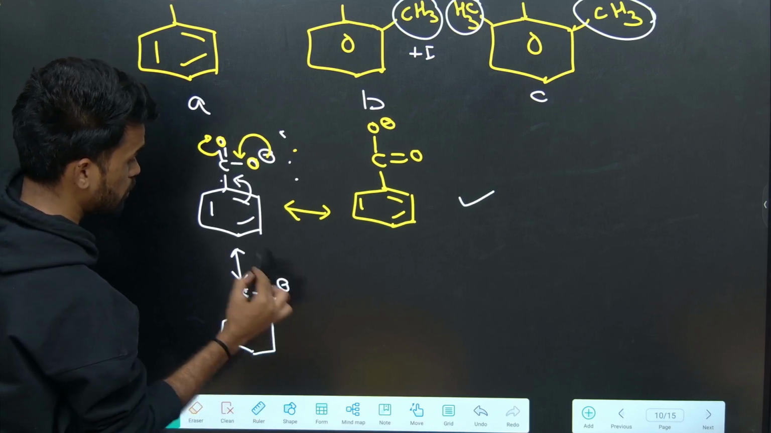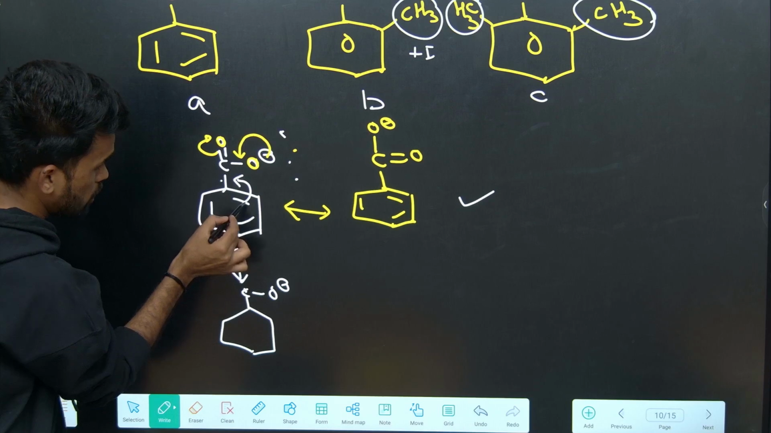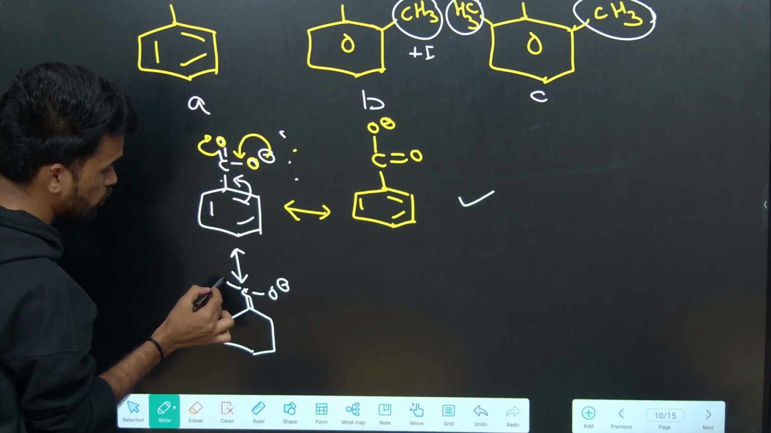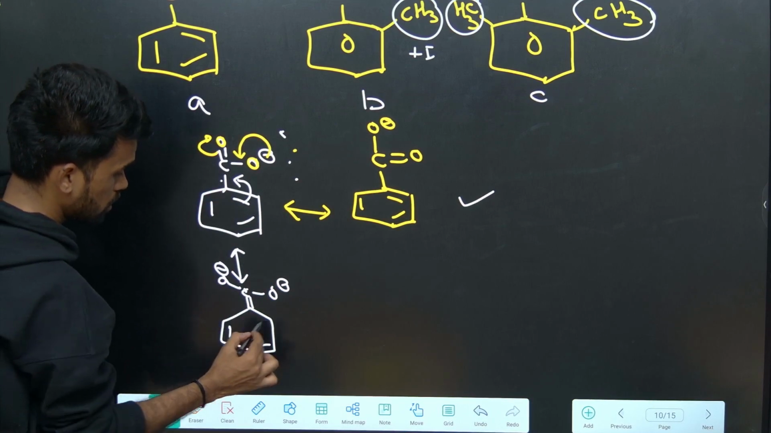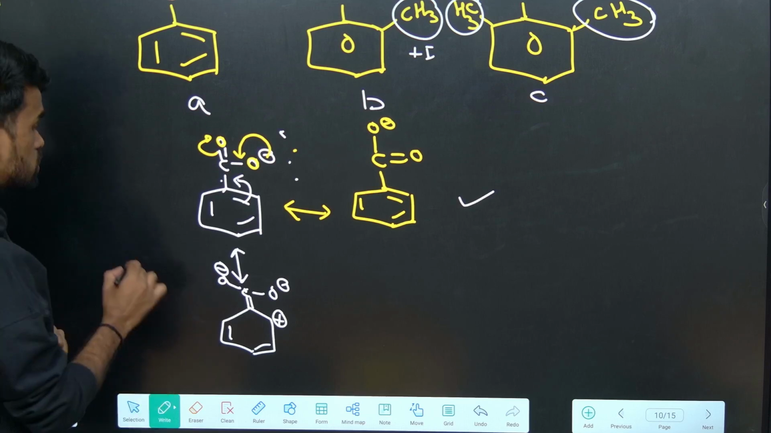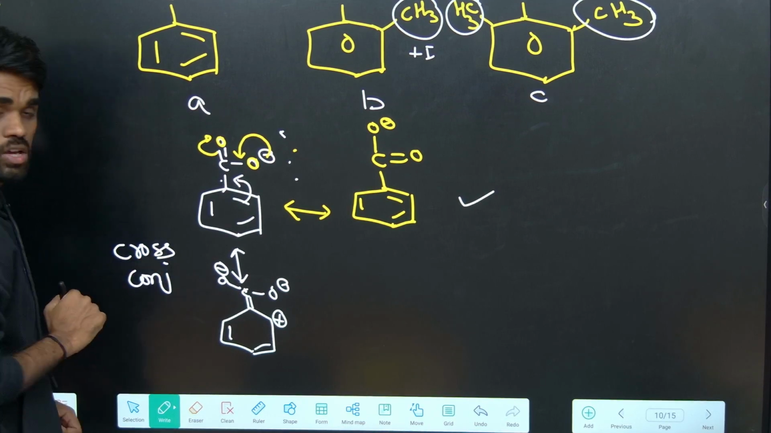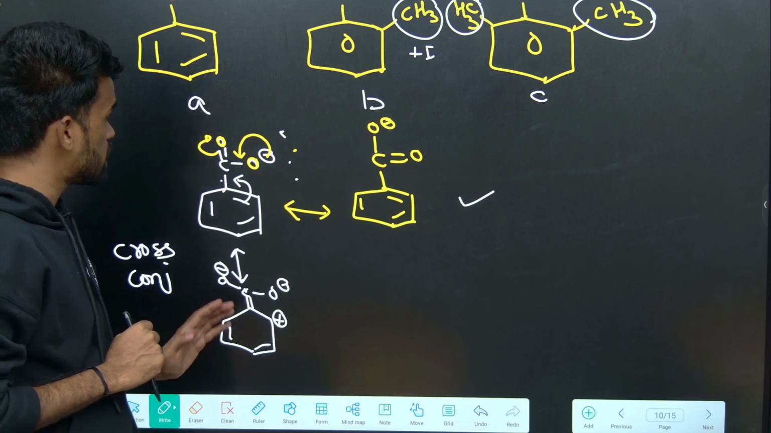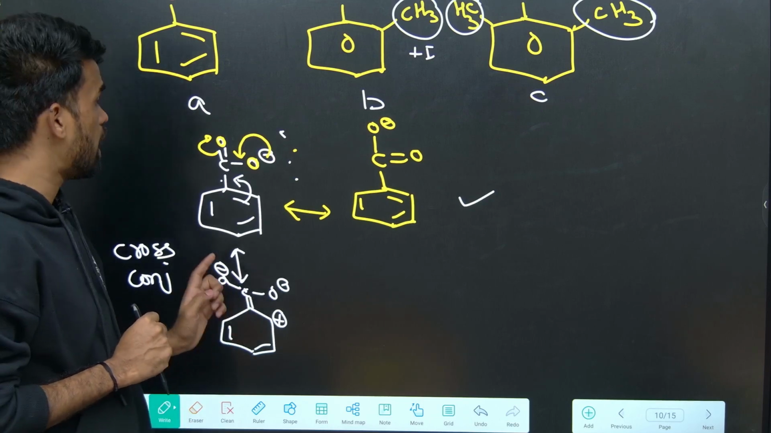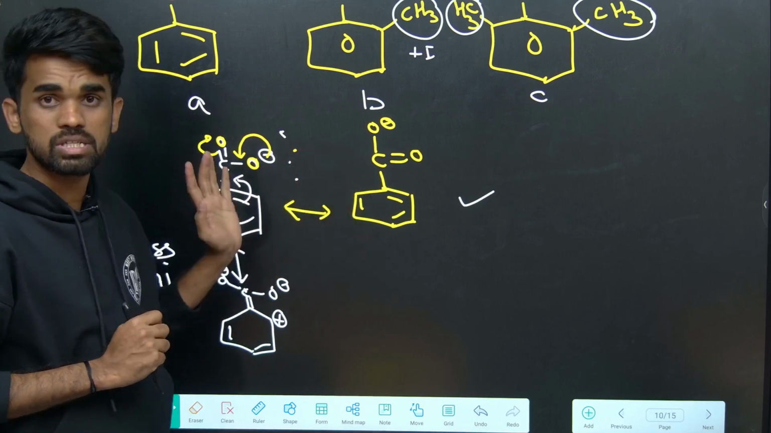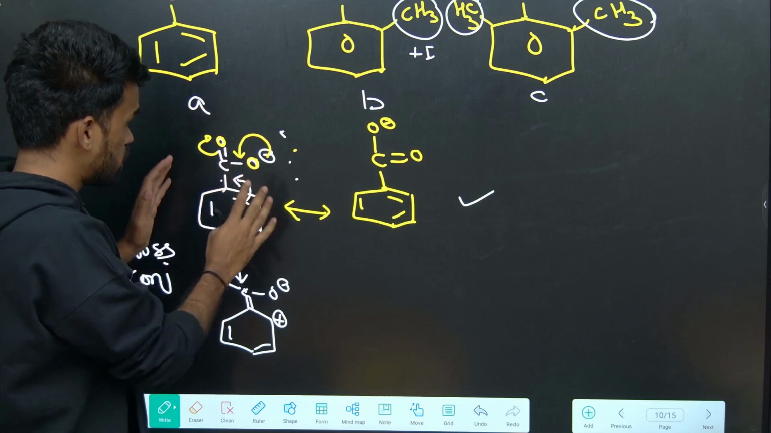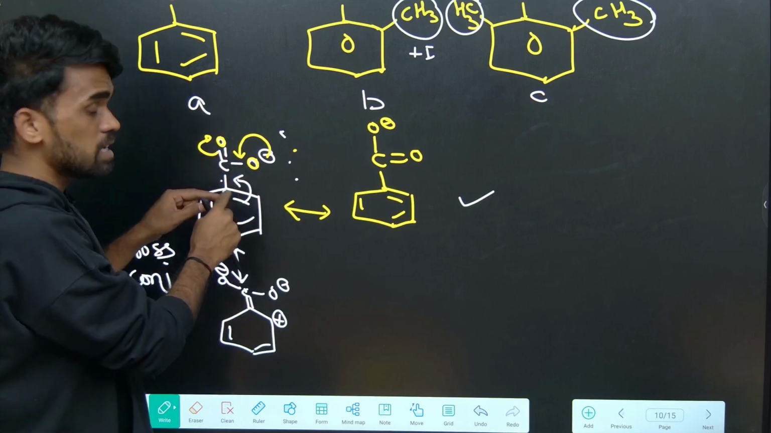See, this will remain like that only, but whatever pi electrons are there here, those are moving here, and it will become like this. So this is how the cross conjugation takes place. Okay. So this cross conjugation will not be much effective, and that is disturbing the stability of this carboxylate ion. Therefore, due to this cross conjugation, stability is decreasing.